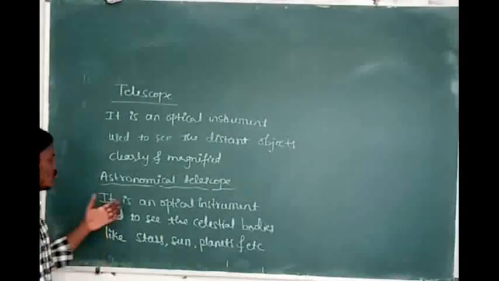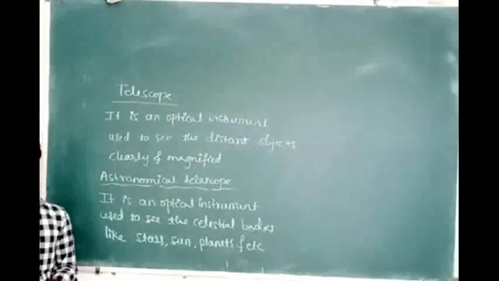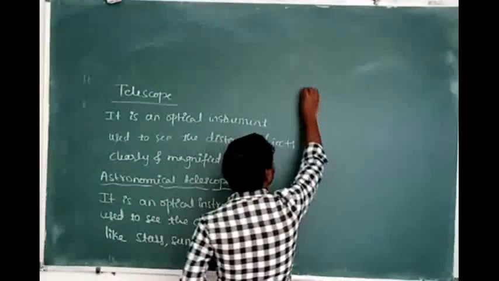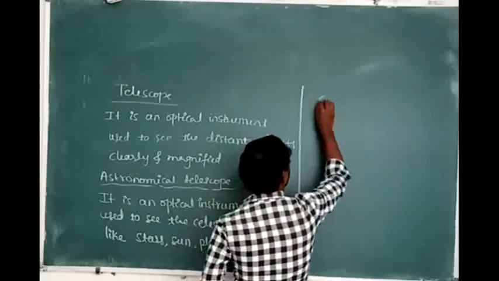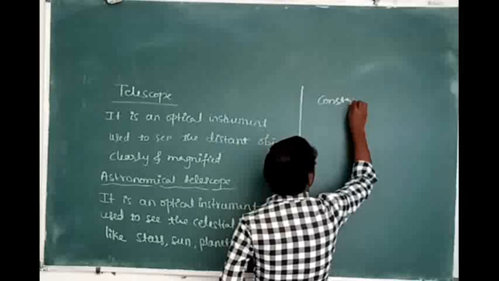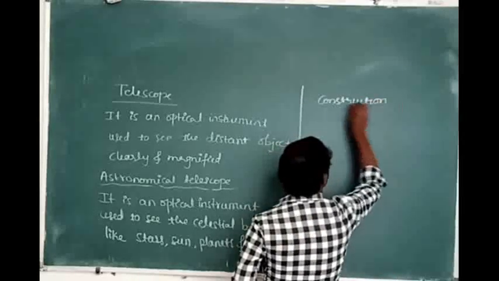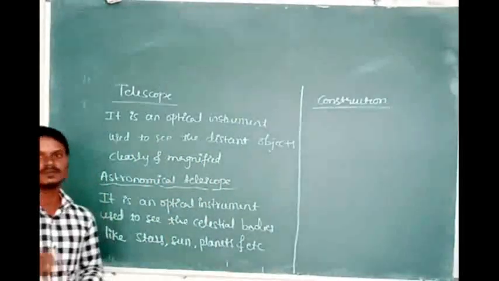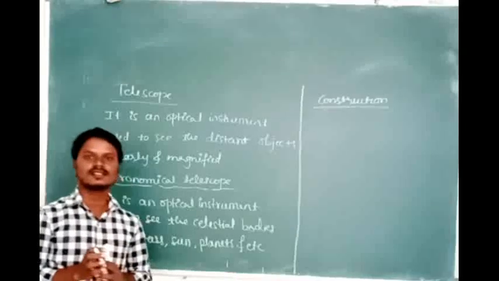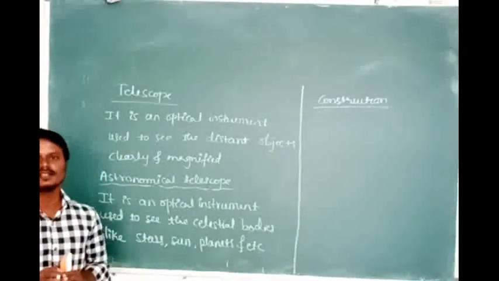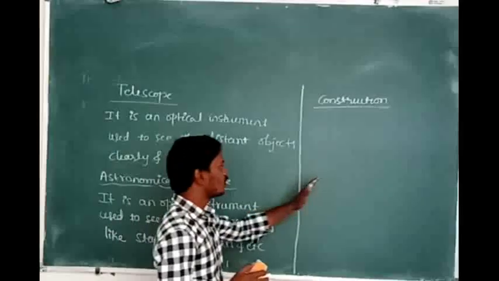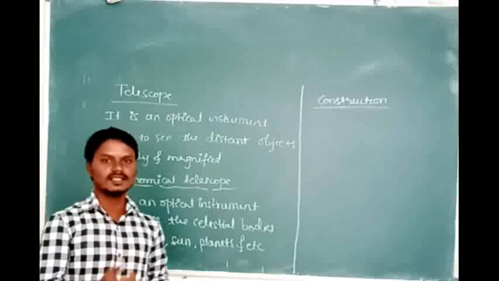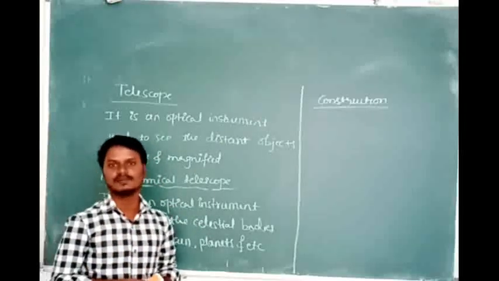Then, what is the construction of astronomical telescope? Means, what are the essential parts present in the astronomical telescope? Construction. It consists of two convex lenses. One convex lens is called the objective and another convex lens is called the eyepiece. The convex lens which is facing the object is called the objective and the lens which is facing the eye is called the eyepiece.